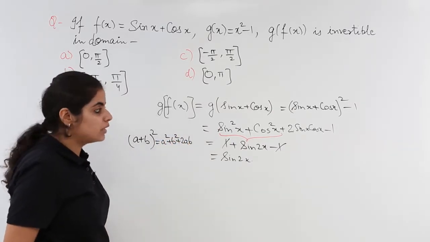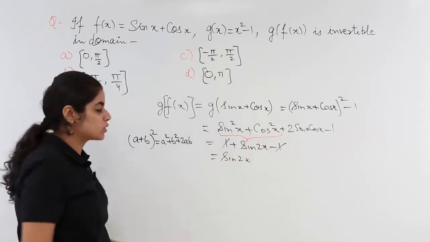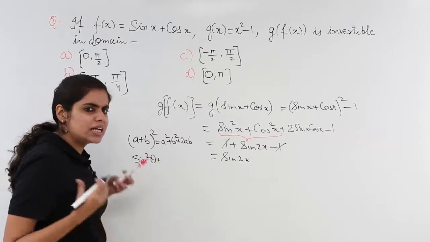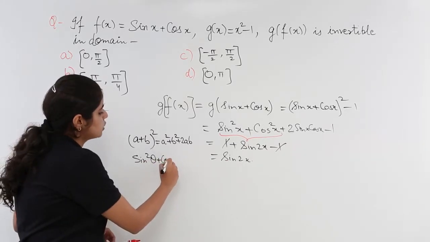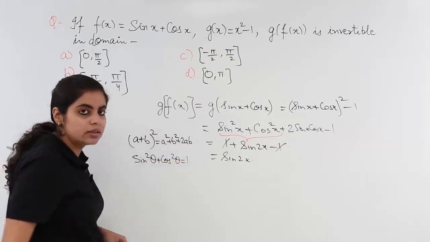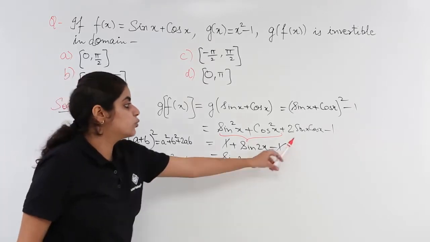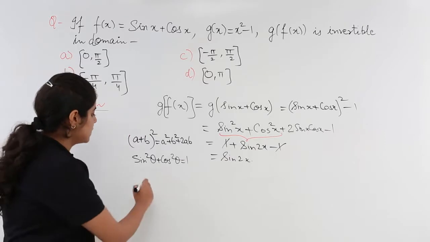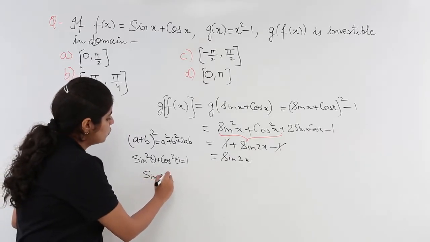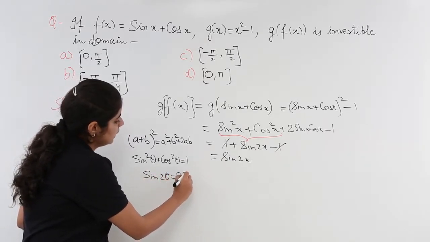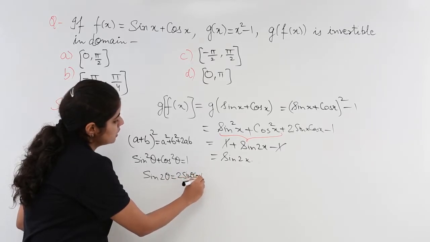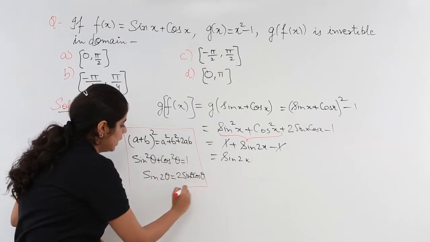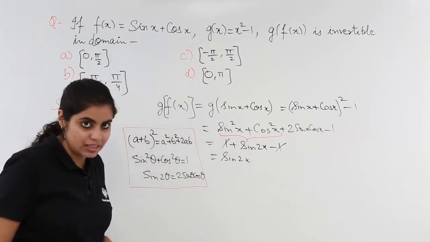Which other formula did we use? We used sin square theta plus cos square theta is equal to 1, where theta is an angle. What else did we use? We used 2 sin theta cos theta is equal to sin 2 theta. So, let us write that formula also: sin 2 theta is equal to 2 sin theta cos theta. You have to memorize all these formulas, otherwise the question won't be solved that easily.